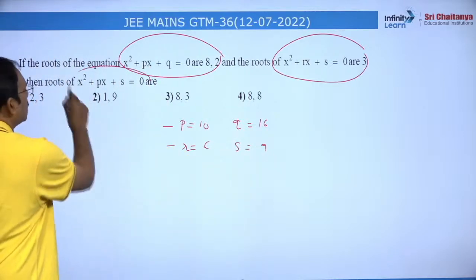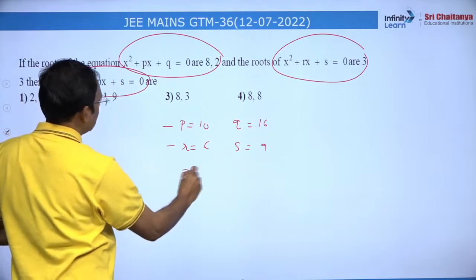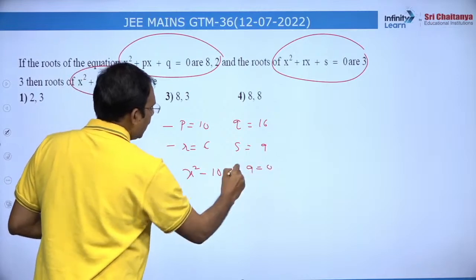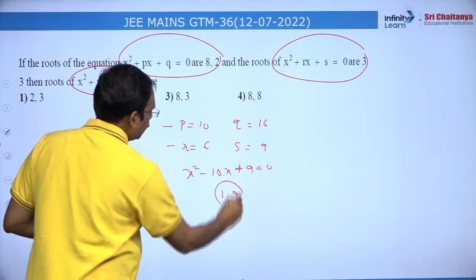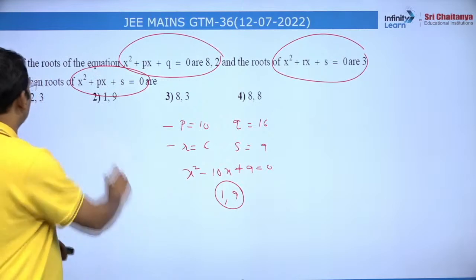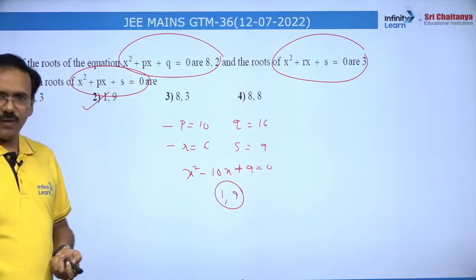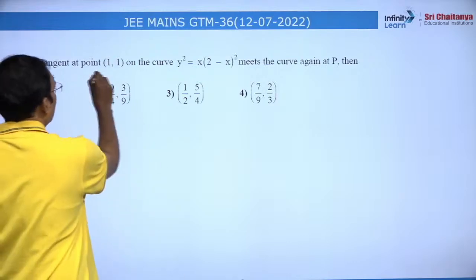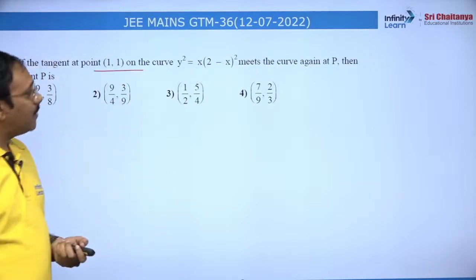Now he wants the roots of this equation, which is x square, p means minus 10x, s means 9. It's very clear 1, 9 are the roots, right? Very simple question. 1, 9 are the roots. Okay. Next, my dear friends, the tangent at the point 1, 1 on the curve meets the curve again at p.